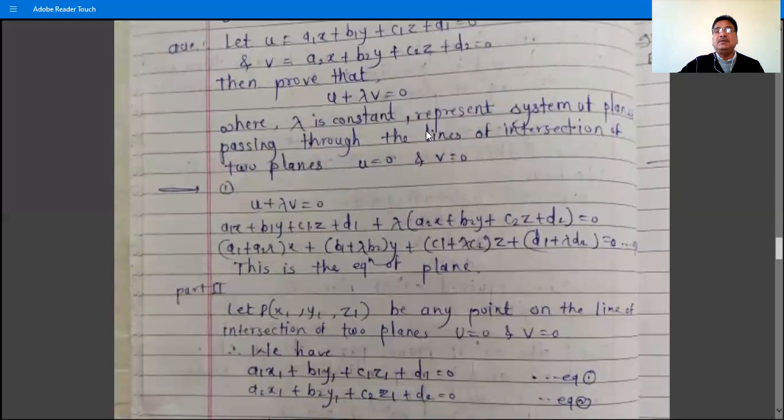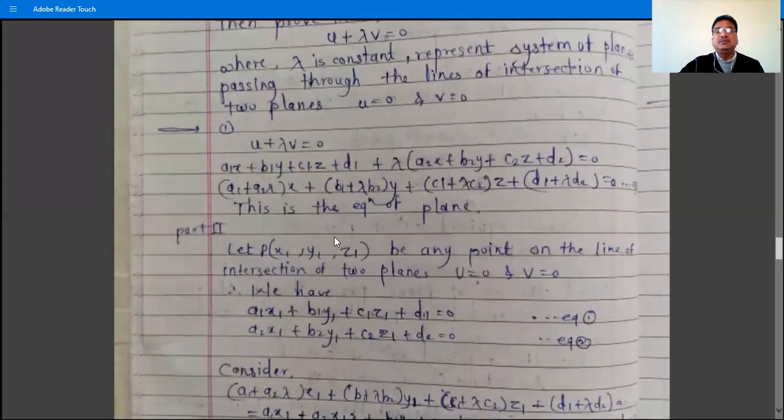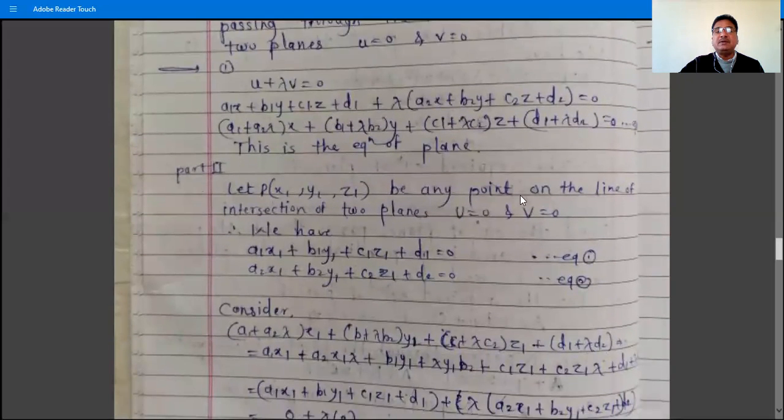So if we take the theorem as an if and only if type, then this is the first part. Then the second part we have to prove. Let P(x1, y1, z1) be any point on the line of intersection of the two planes U = 0 and V = 0.